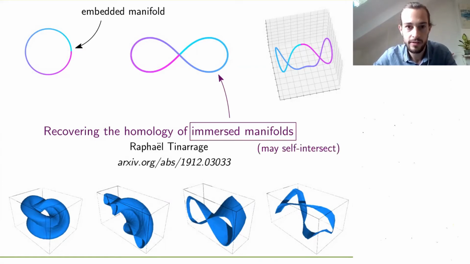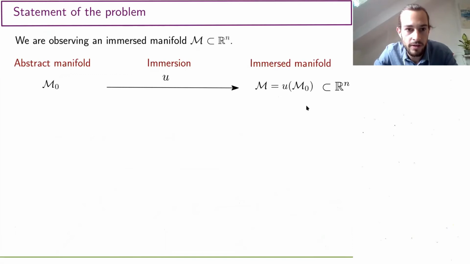So let me recall to you that an immersed manifold can self-intersect. For example, we have this lemniscate here that intersects in the middle. In general, an immersed manifold is given like that. So you have an abstract manifold that I call M0. You have an immersion here, U, and this map U takes M0 to the Euclidean space, and the image of the abstract manifold is called an immersed manifold that I call M here.